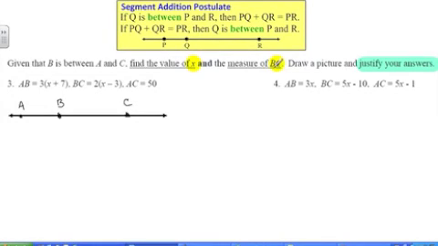your tests. They might have you find more than one thing. Be careful that you know which thing you're supposed to be finding. So I highlighted those. And then you're supposed to draw a picture and justify your answer. So I'm going to do this one for you, and then hopefully you can get through the next three.